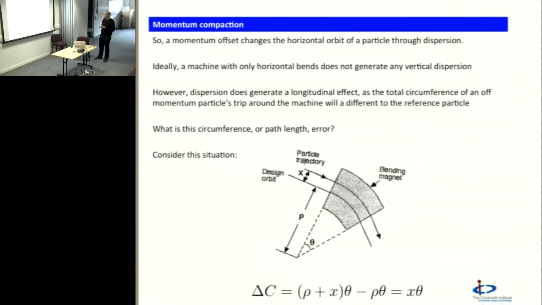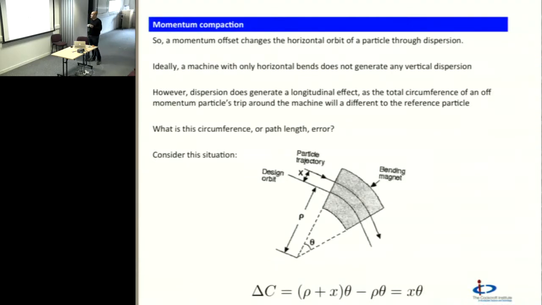It's a very, very important impact, because dispersion horizontally does generate a longitudinal effect by changing the path length of a particle through the accelerator and determining when it arrives at an RF cavity. So it generates a longitudinal effect because the total circumference of the off-momentum particle's trip around the machine is different to the reference particle's total circumference. Now this matters for cavity dynamics.